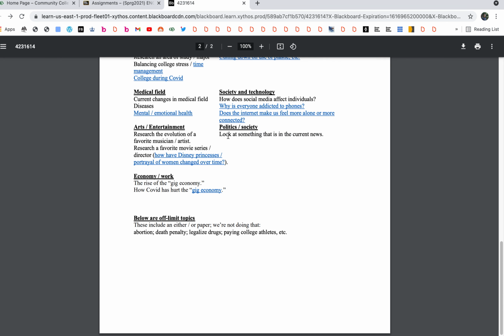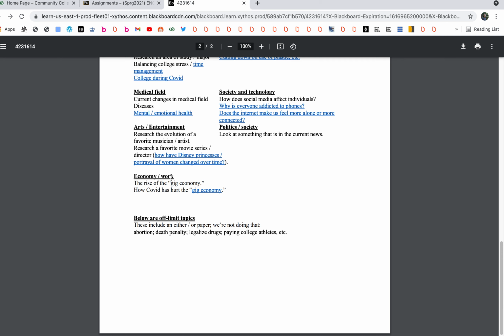How is that being handled? What's being done? Again, though, you want to think for the scope of this paper, it's 3 to 4 pages. You can't tackle the history of racism. You can't tackle something so big that's going to require a book, right? Think small. Think something manageable.